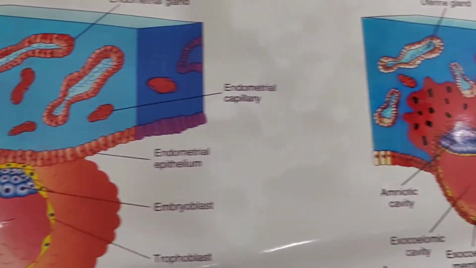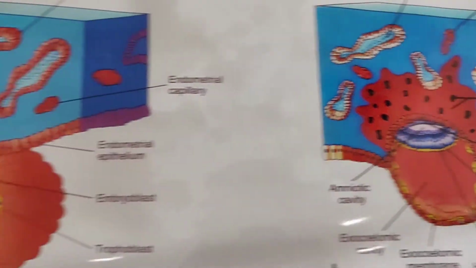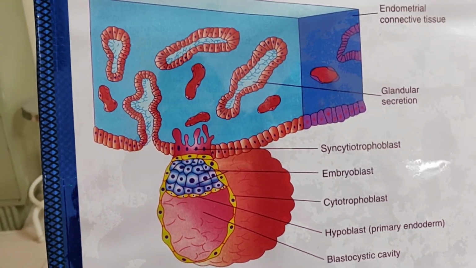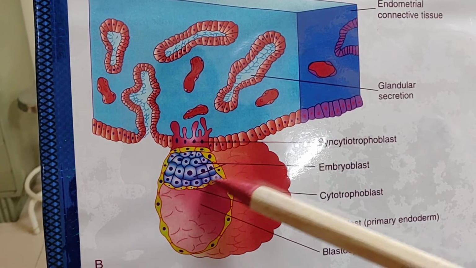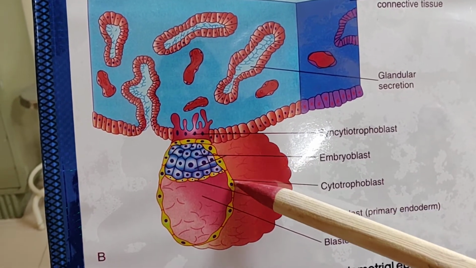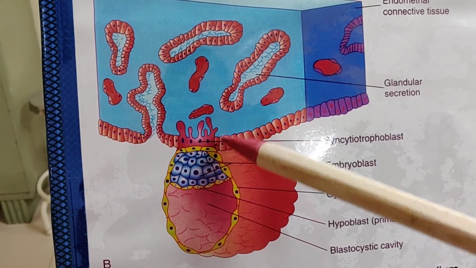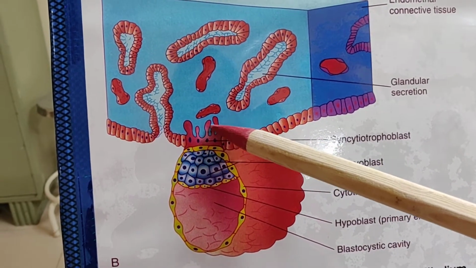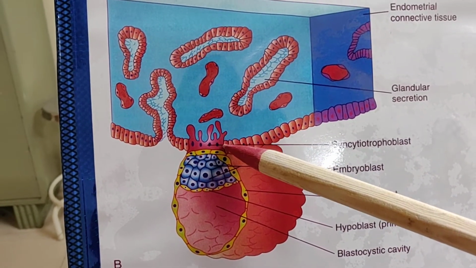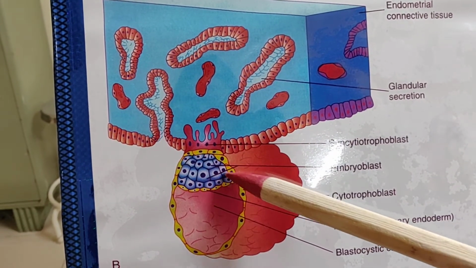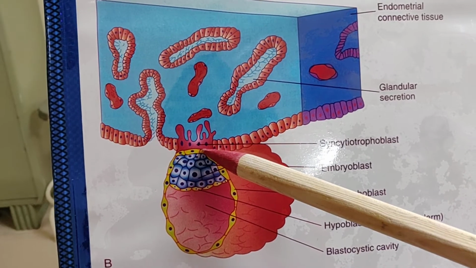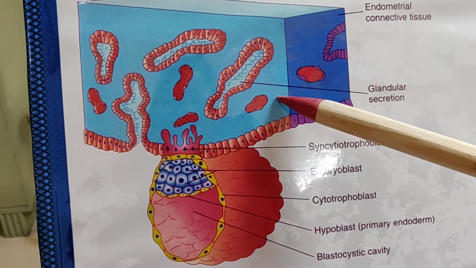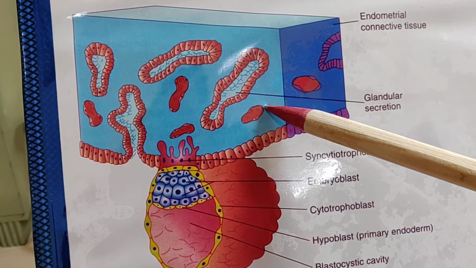Now next, in this diagram, see this structure. This yellow structure, the trophoblast, is now differentiated into two layers. One is amoeba shaped, the syncytiotrophoblast, and the other is the cytotrophoblast. This means the trophoblast starts invading into the uterine endometrium. Implantation is continued.